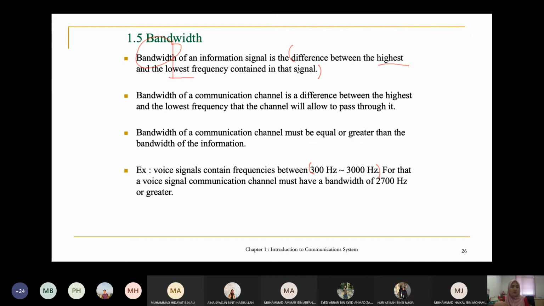To calculate the difference, you need to subtract the lowest frequency from the highest. The highest frequency here is 3000 minus the lowest frequency, which is 300. So you will get 2700 hertz, and this is the bandwidth.